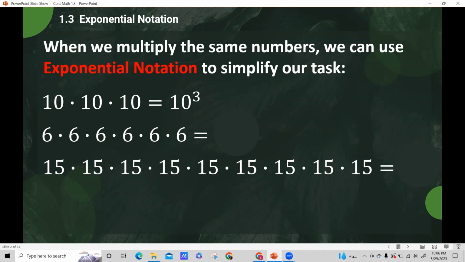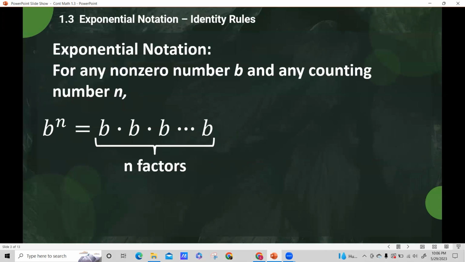So 6 times 6 times 6 times 6 times 6 is 6 to the sixth power. And then 15, let's see how many times that is. 1, 2, 3, 4, 5, 6, 7, 8, 9 times. So 15 to the ninth power. So this is exponential notation. We talked a little bit about this in our last section. Let's get a formal definition next.